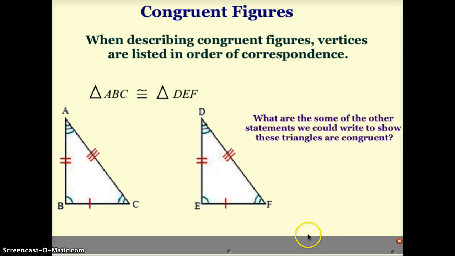What are the other 2 ways that you could write showing that these 2 triangles are congruent? Pause the video and write them now.